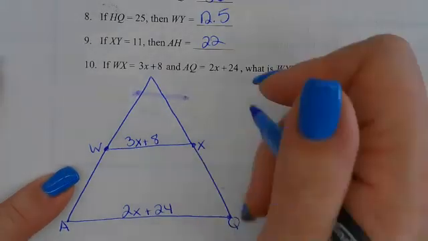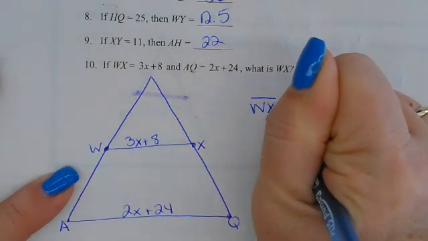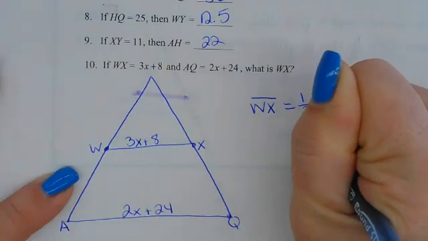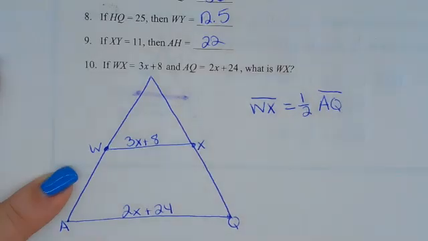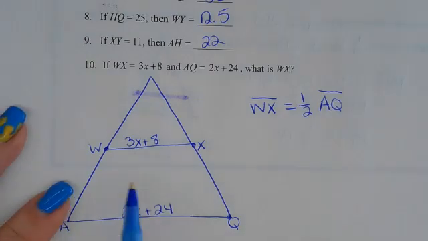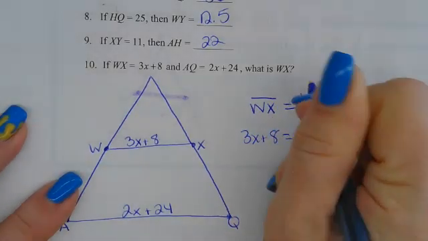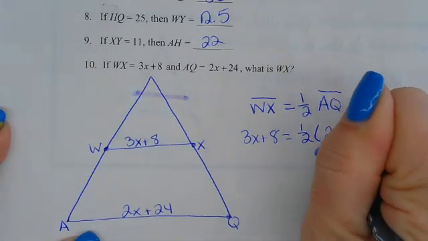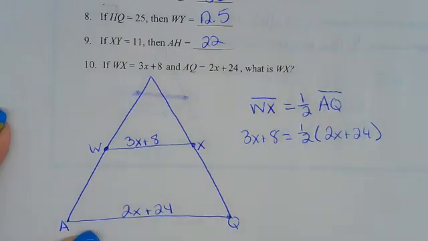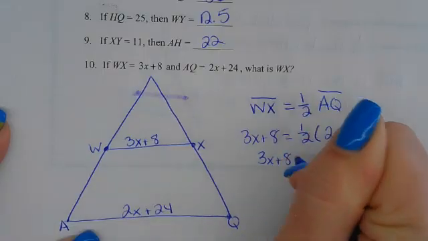Well, my midsegment theorem tells me that WX equals 1/2 AQ, so now I just have to plug in what I know. Well, WX is 3x plus 8. My 1/2 I can't change, but my AQ is 2x plus 24. There's nothing to do here on the left side of my equation, so that stays the same.